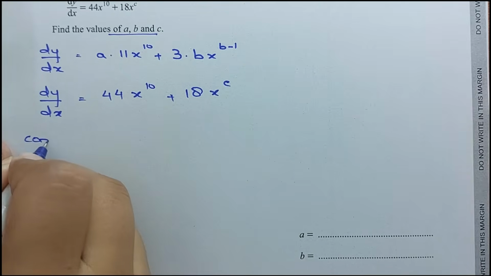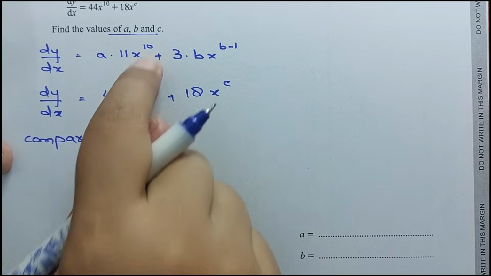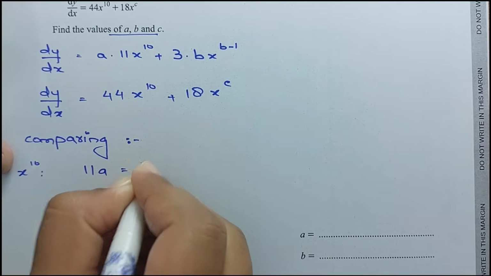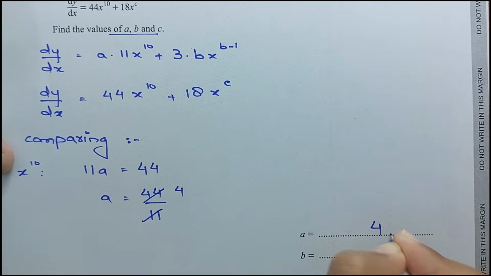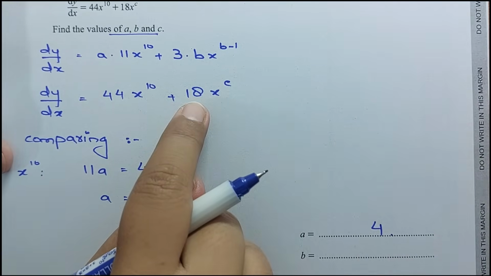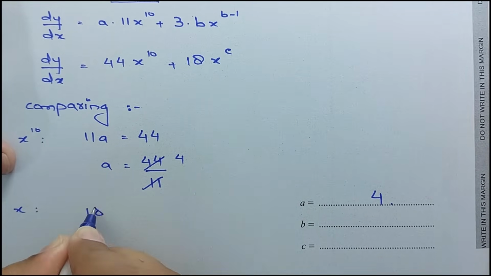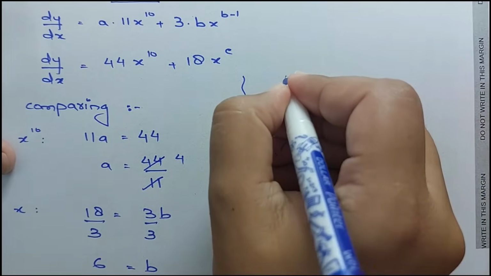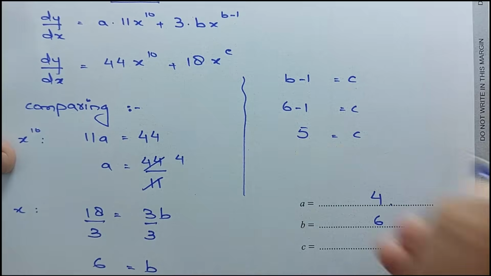Okay, now we can do a comparison. For x to the power 10, the coefficient is 11a equals 44. So what is a? 44 over 11, that is just 4. So the a value is 4, right? Okay, now comparing the coefficients for x. 18 on one side, and on the other side 3b. Dividing both sides by 3, 6 is the b value. So the b value is 6. Now comparing the powers. b minus 1 equals c. Since the b value is 6, 6 minus 1 is c. So 5 is the c value.